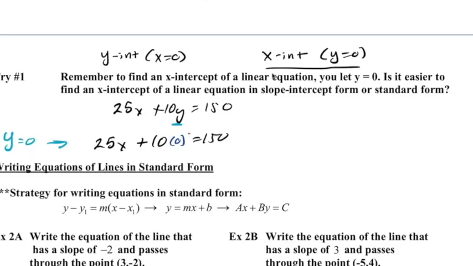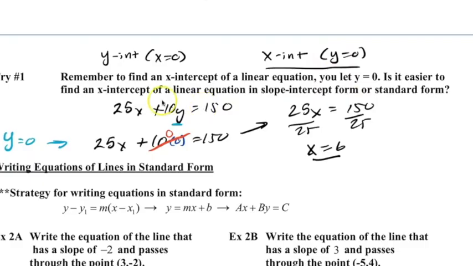Remember the beautiful thing about 0? Anything times 0 is just 0. We have 25x equals 150, and then it's divided by 25, and you get x equals 6. That's my x-intercept. So standard form makes it really easy to find the x and y-intercept. I could do the same thing with the y-intercept. Plug in 0 for x, that term goes away. You get 10y equals 150, y equals 15. So that's one of the benefits of standard form.